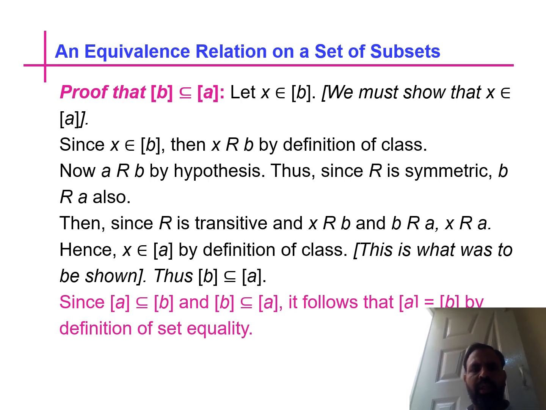Since both are subsets of each other, it follows that both classes, the class of a and the class of b, are equal. So this is the result by definition of set equality.